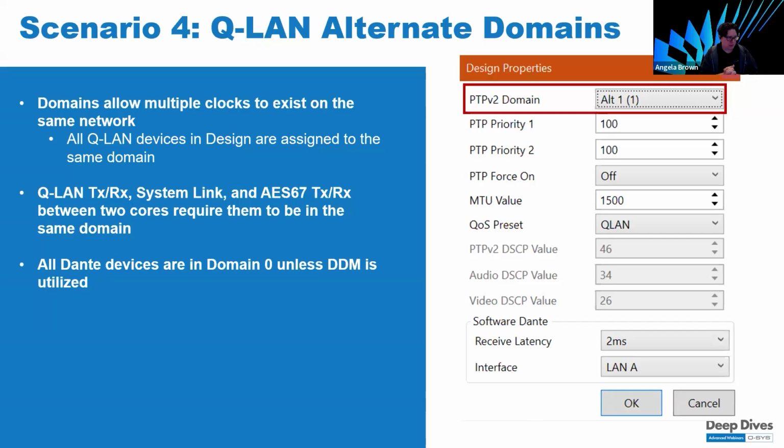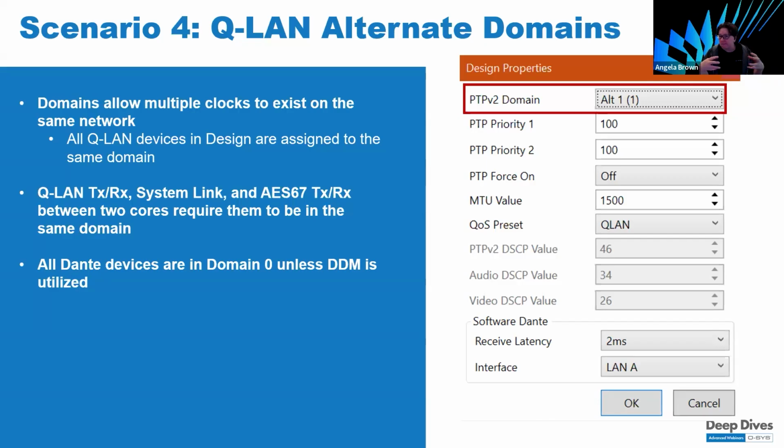So talking specifically about this particular scenario, we only have Q-LAN devices, so we don't really care about PTP-v1. We just want to make sure that core 1 talks to peripheral 1 and core 2 talks to peripheral 2, and they don't share clocking information.